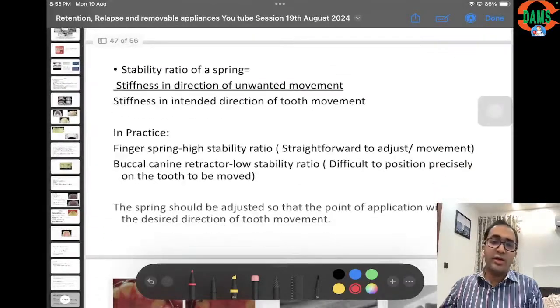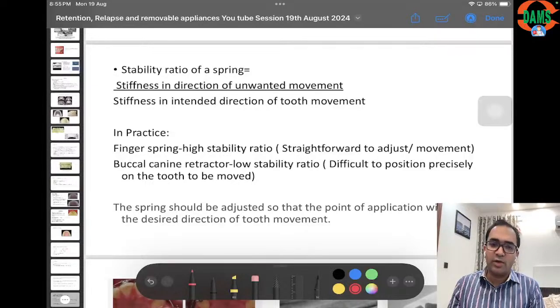So what is the stability ratio? This is a formula you should remember: stiffness in the direction of unwanted movement divided by stiffness in the intended direction of movement. In practice, for you to remember, the stability ratio of the finger spring is the highest, and it is lowest for the buccal canine retractor.